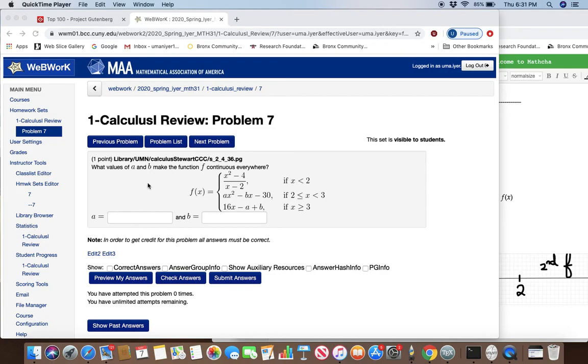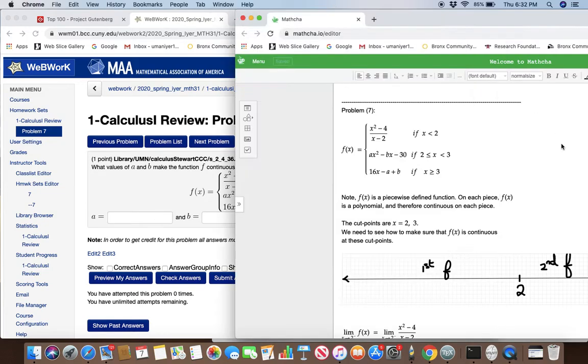Problem 7. What values of a and b make the function f continuous everywhere? f(x) is piecewise defined: this expression if x is less than 2, the second expression if x is between 2 and 3, inclusive of 2, and the last expression if x is greater than or equal to 3. So you see a and b, you need them to be some numbers so that this function is continuous. Find those a and b.